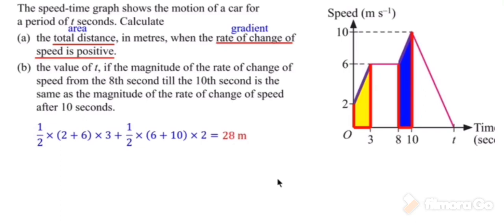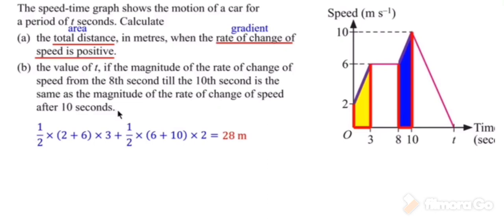Now let's read question B. The value of t if the magnitude of the rate of change of speed from the 8 second till the 10 second is the same as the magnitude. Wow, this one is a bit tough. As the magnitude. So magnitude means what? Magnitude means positive. So you're asking the magnitude of the rate of change of speed after 10 seconds. After 10 seconds is very important.